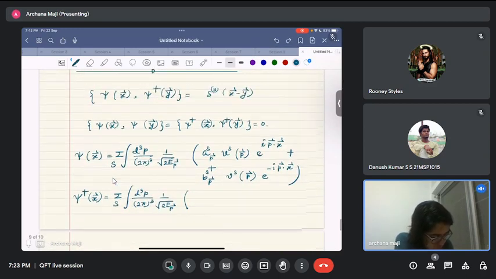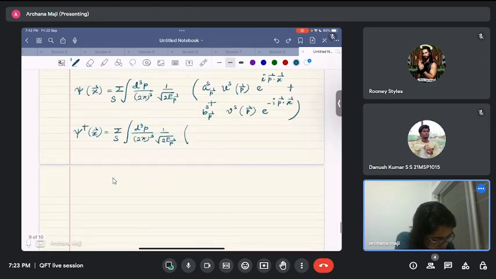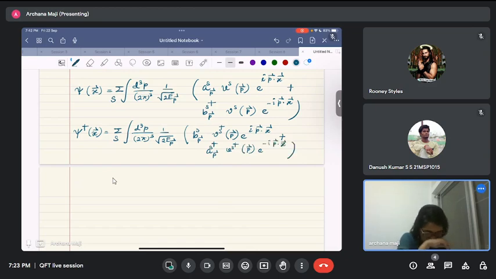So this is dagger, exponential i p dot x, plus exponential minus i p dot x. Okay.